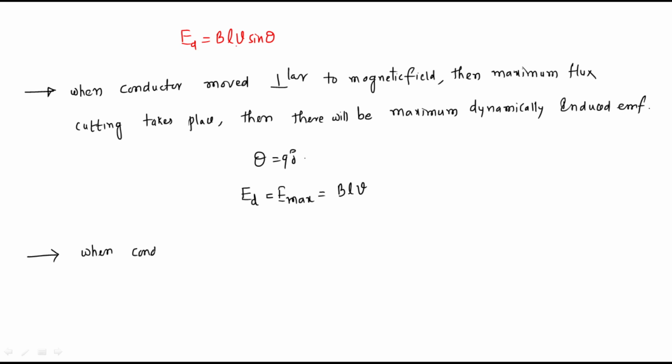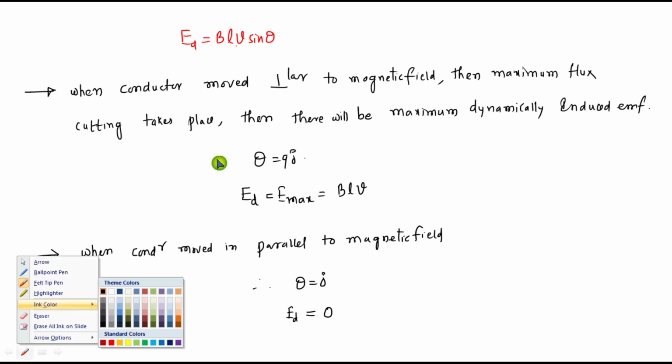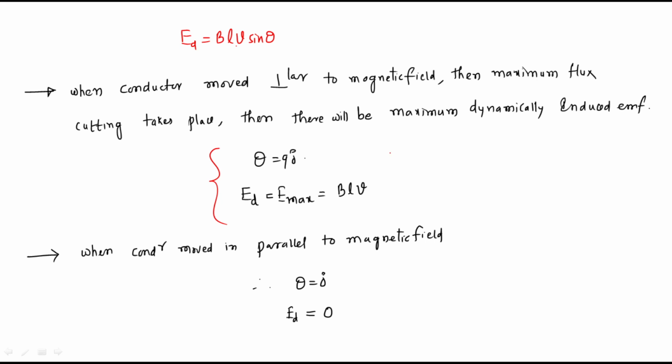Like that, when the conductor moves parallel to the magnetic field, there is no inclination, theta is equal to 0, so obviously ED is equal to 0, since sin 0 is 0. So the total EMF is 0. This is one scenario when it is perpendicular, and this is another scenario when it is parallel to the magnetic field.